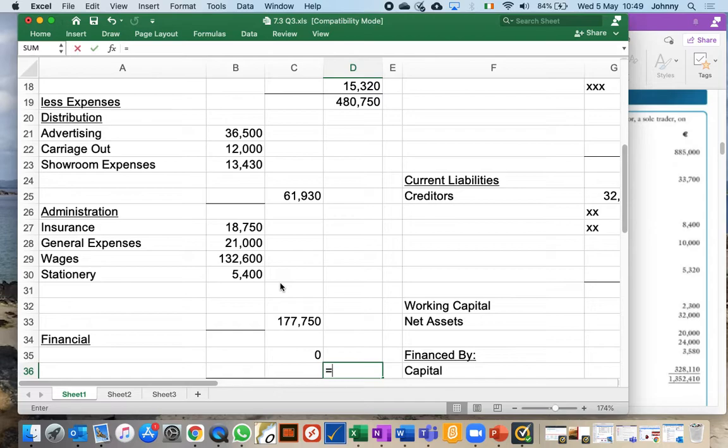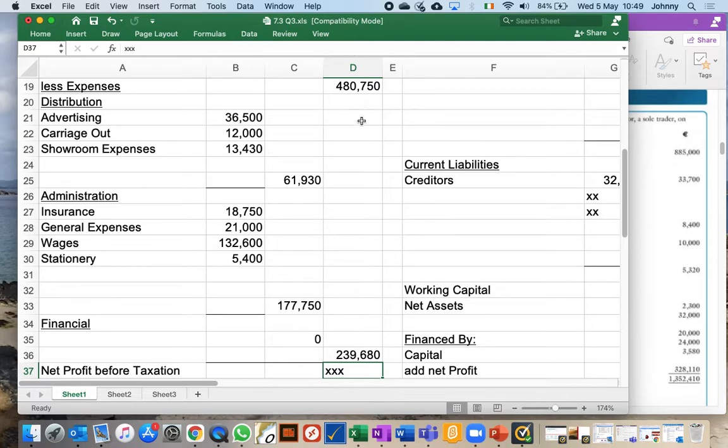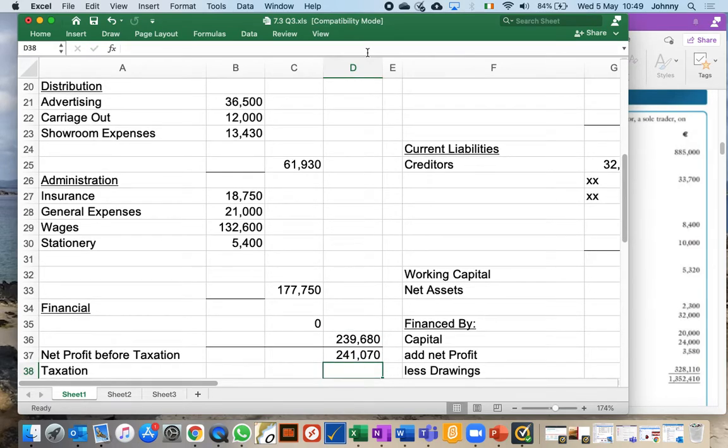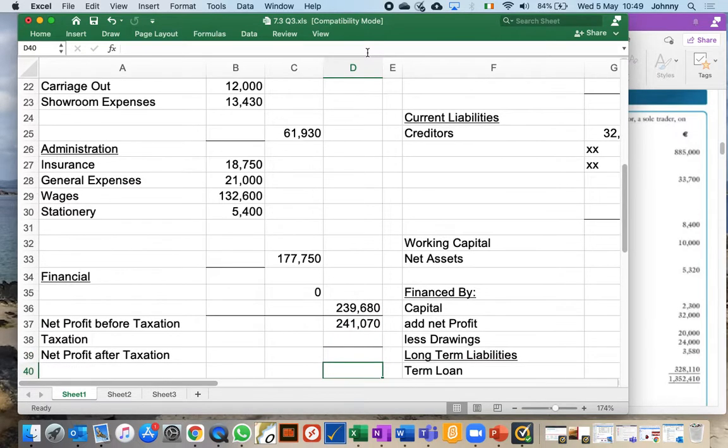So now my overall expenses is going to be, again, I'm back to the right-hand column because I need to take my expenses away from the number above. So I'm adding my distribution expenses plus my administration expenses plus my financial expenses. So my net profit before tax is going to be the figure above minus my expenses. Are we okay so far? Now, it mentions nothing in this question about tax. So I'm going to leave tax as zero. So that means that my net profit after tax is the same as my net profit.